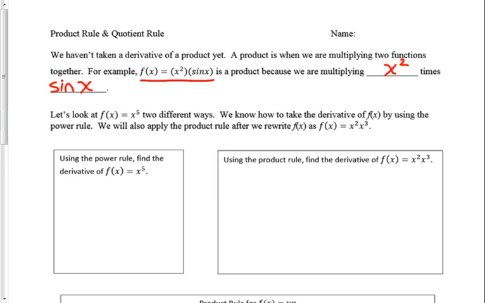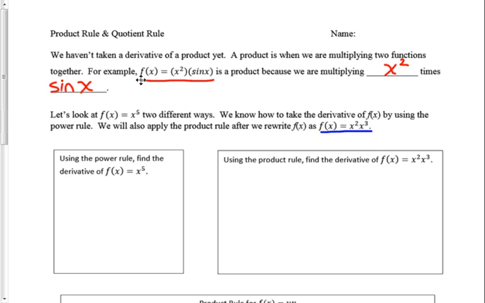So what we're going to do is look at one that we know, f of x is equal to x to the fifth. We know how to take that derivative. We could use the power rule to do that. But what we're also going to do is separate it into a product, which is x squared times x cubed, and we're going to find the derivative that way as well.